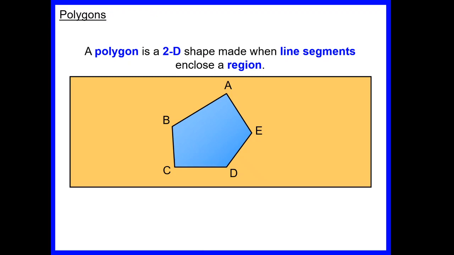So today then we're having a look at polygons. A polygon is a two-dimensional shape made of line segments which enclose a region. So remember, a line segment is a short part of a line. So AB would be a line segment, and we've joined those together to form this region in the middle.